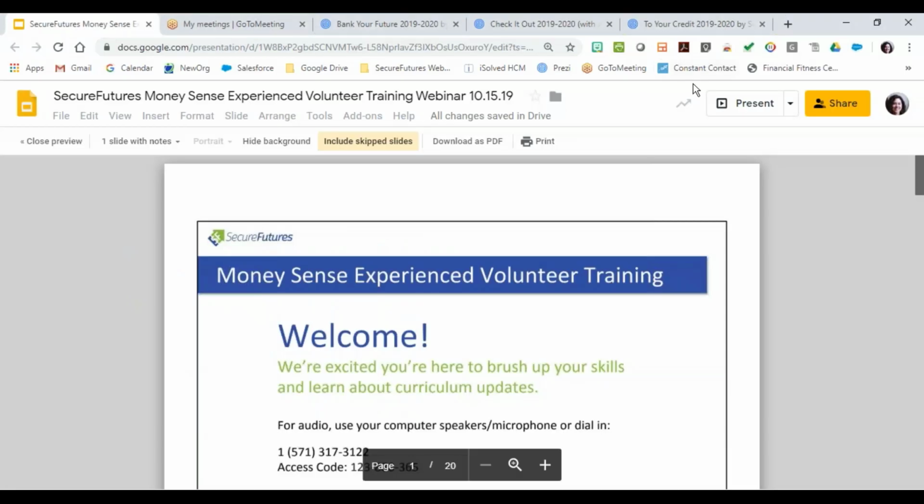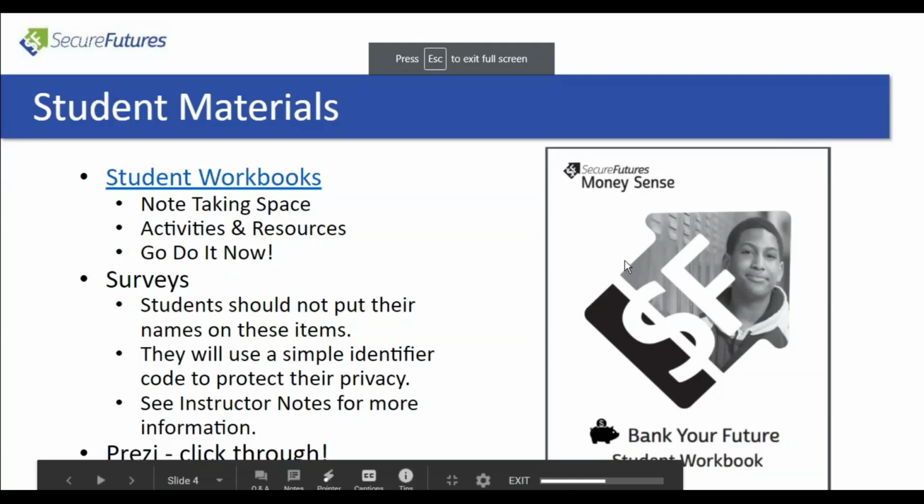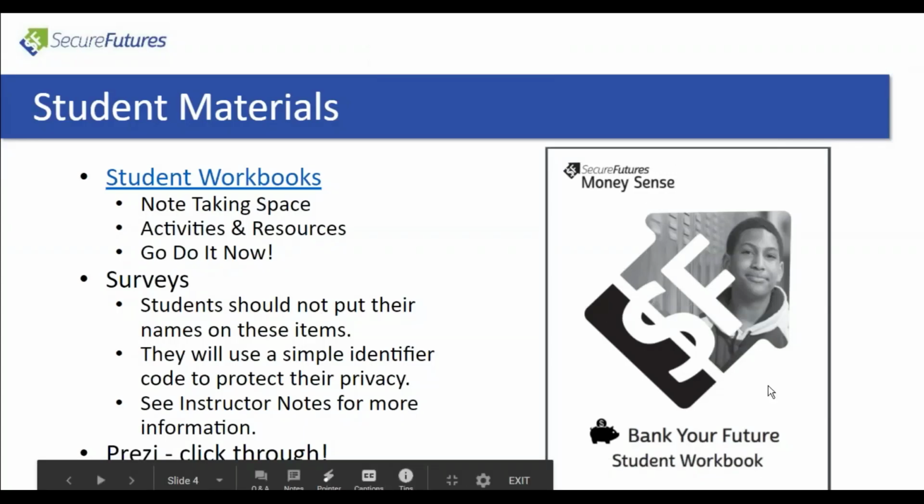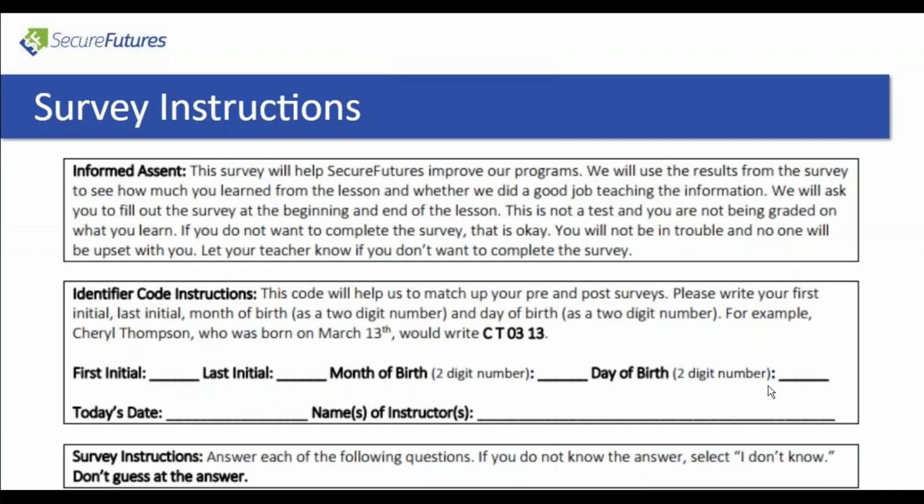Surveys, there's a couple of questions that have been changed in that, but that's not anything we're going to draw attention to today. Just a reminder that we're not putting names on the student survey. Directions are right in the book on using initials, month of birth, date of birth, and your name on the instructor notes. This is a requirement that we have for confidentiality, especially with the Milwaukee Public School District. And then the Prezzies, we're going to go through the activities in the workbook in just a few minutes.